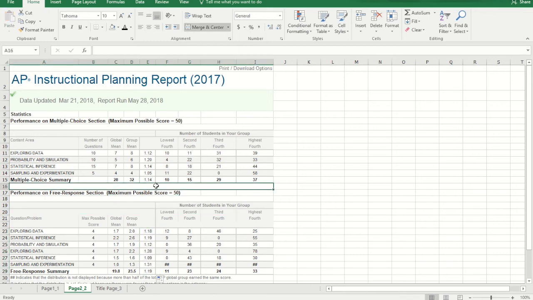Today, what we will be looking at is the ratio for the number of multiple choice questions these students earned compared to the global mean. We can see that this teacher's students performed about 14% higher on multiple choice.